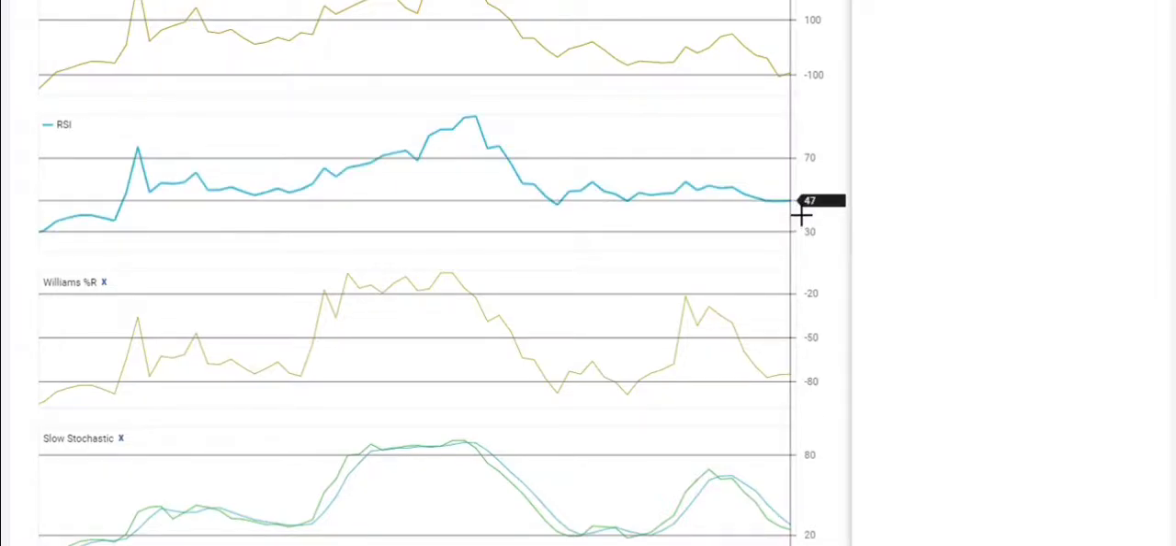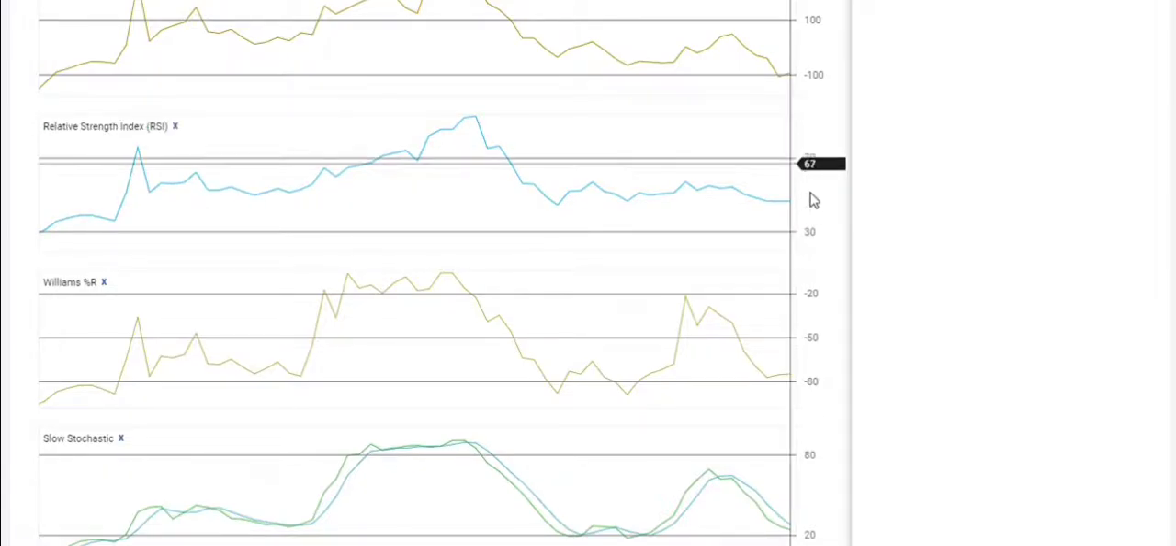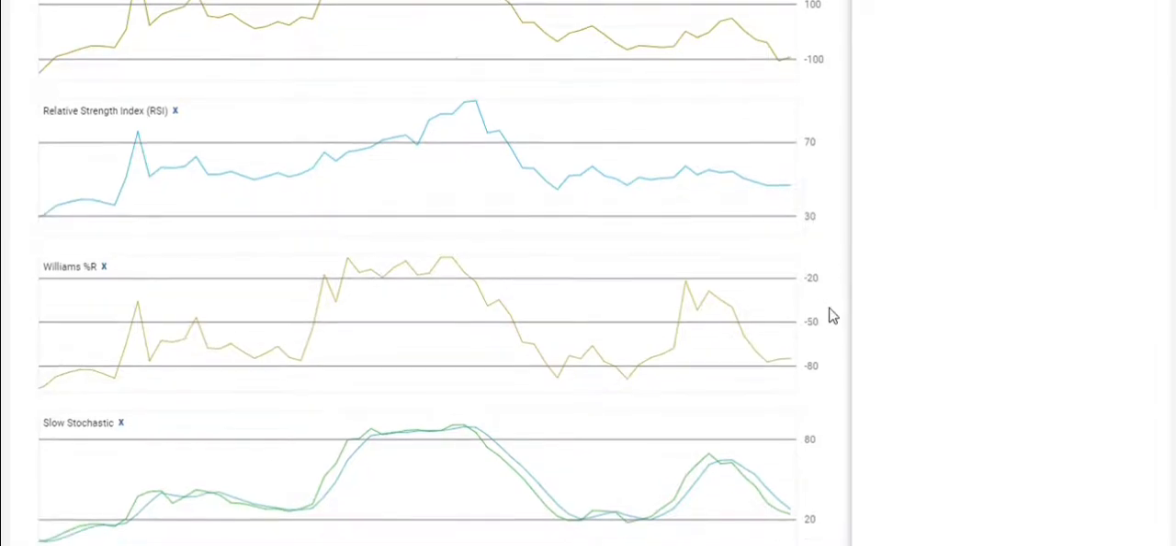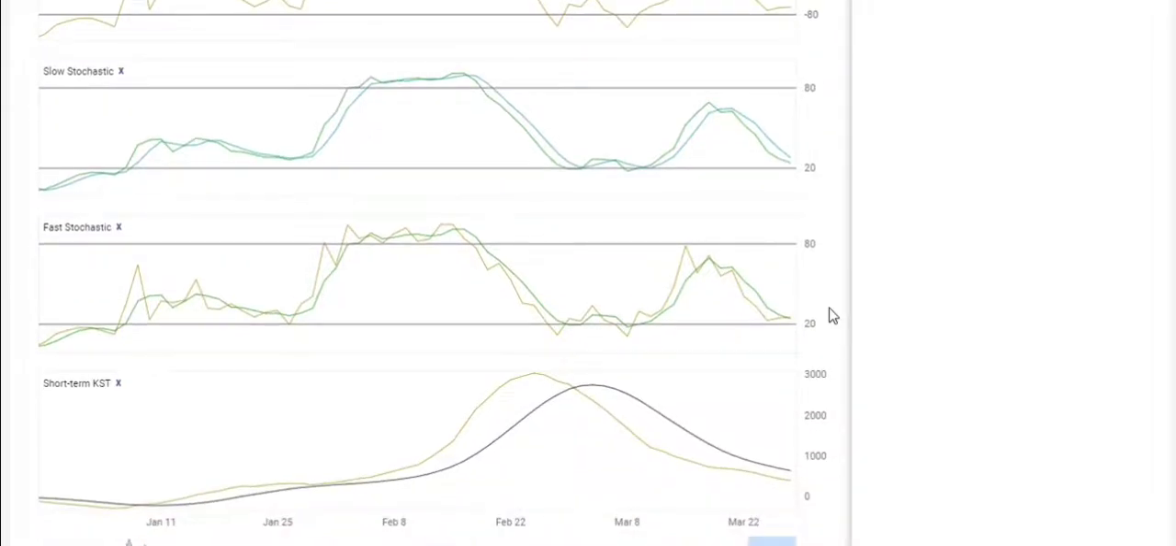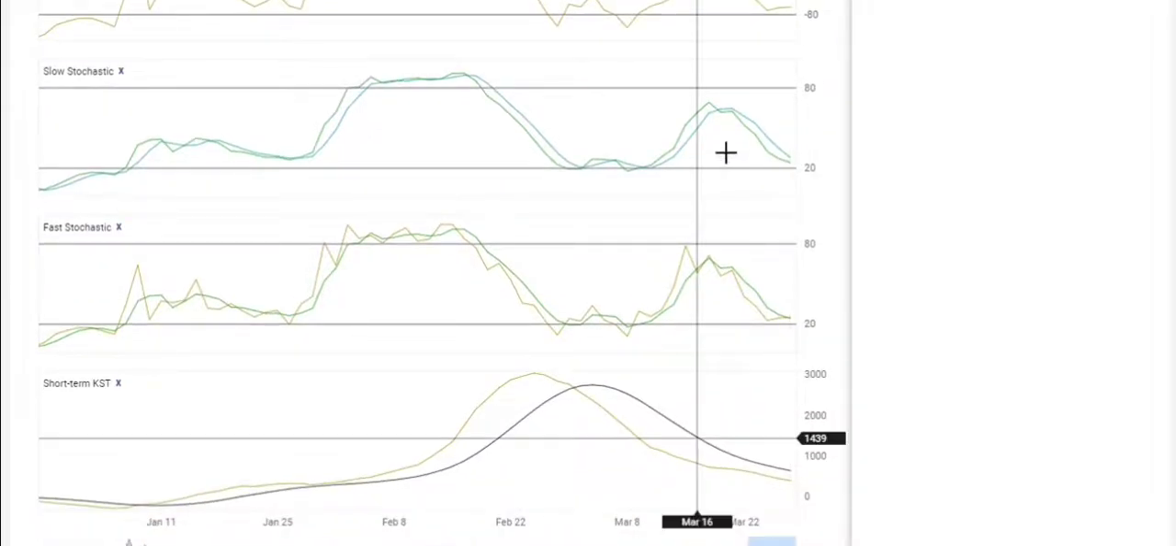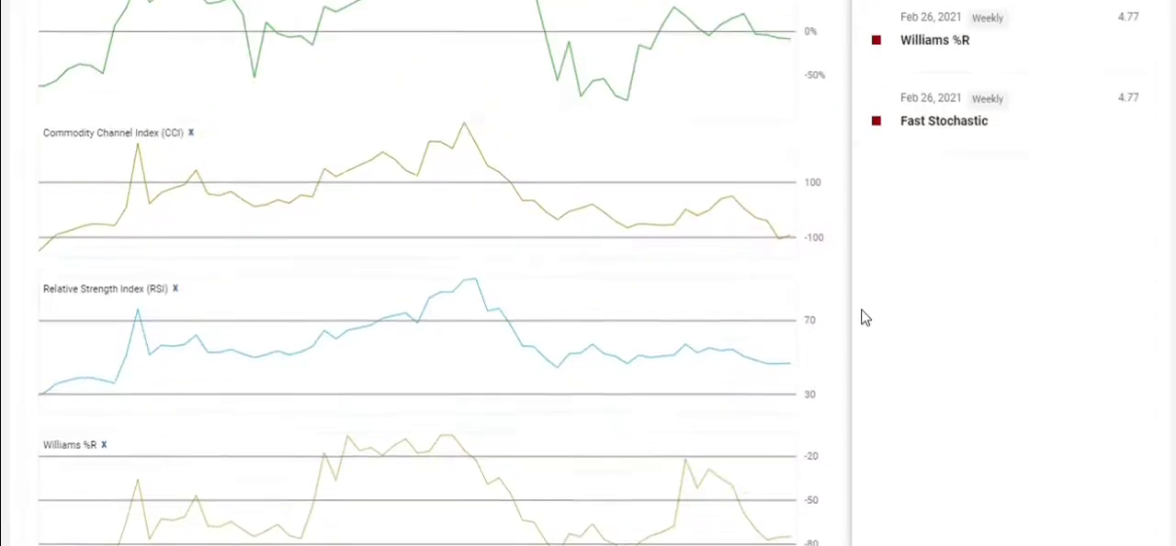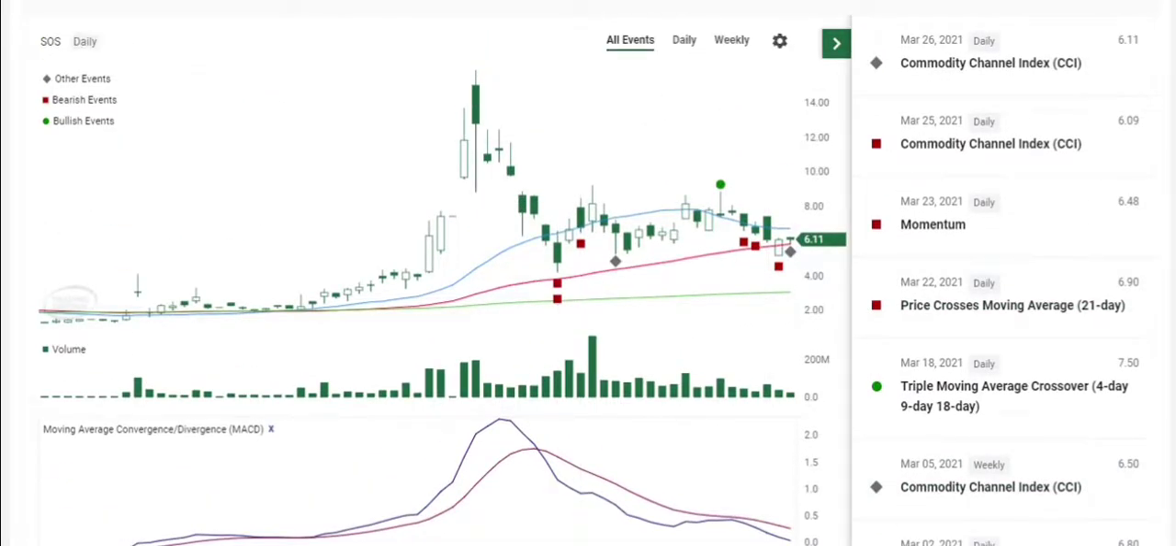Your RSI is at 47, so the share price can go either way. It does every day, and I say this over and over again in my videos. I do cover SOS daily, and every day this is my favorite day trade. But you can see here all the other indicators are pointing downward or sideways.